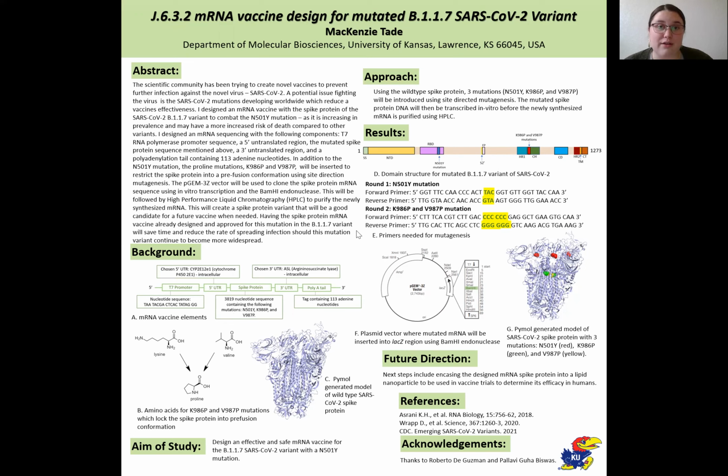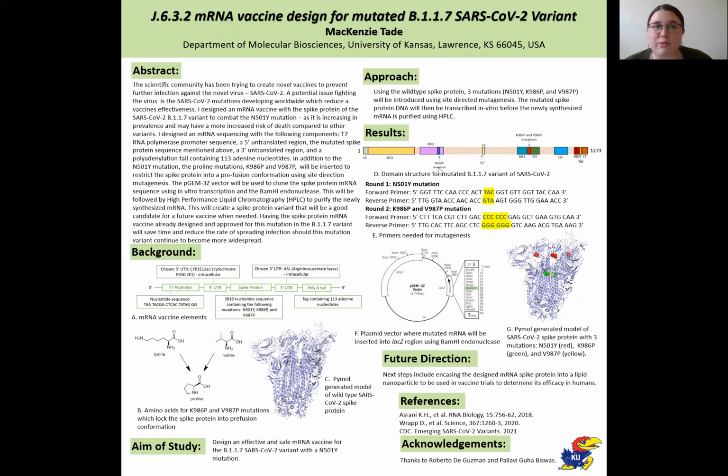I designed 2 rounds of mutagenesis. The first round involving the N501Y mutation, and you can see here in the highlighted yellow, that is the tyrosine mutation. And then the second round of mutagenesis had the two proline mutations together since they're right by each other. And in this domain structure, we can see the N501 mutation in the receptor binding domain, and then the two proline mutations used to lock the spike protein into its pre-fusion conformation.